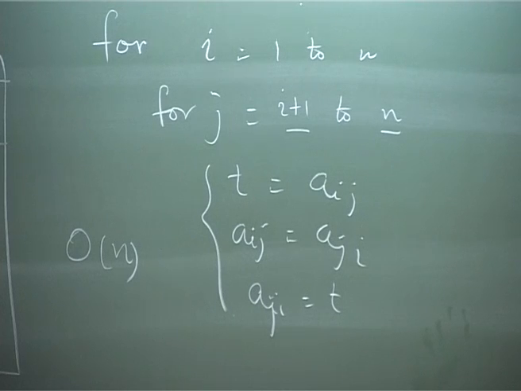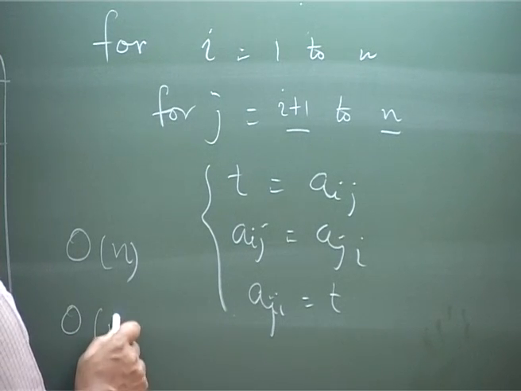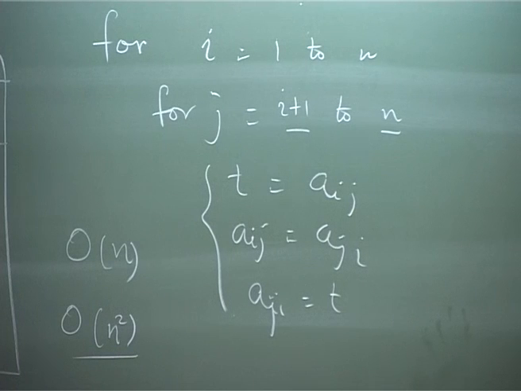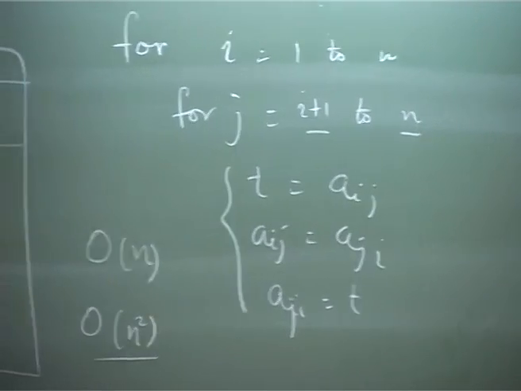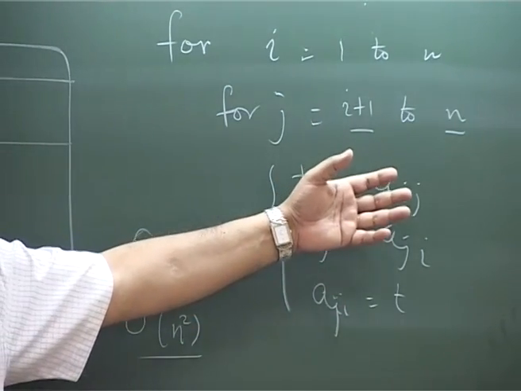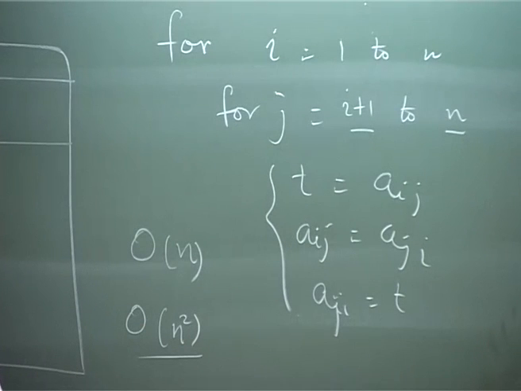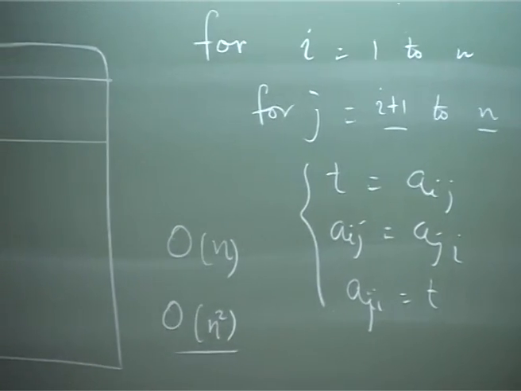Now suppose, so cost becomes order n square. Because order n processors and order n time, cost becomes order n square, and it is matching with this algorithm. There is no problem in that.